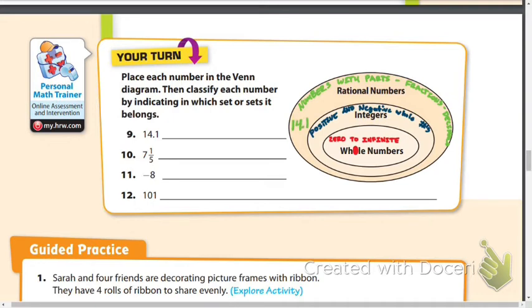14.1. How do we know it belongs there? It has a decimal. Very good. Now look at 7 1/5. Where would 7 1/5 belong? Rational again. How do we know? Because it has a fraction attached to it. It has a number with a part to it. The 1/5 is the part. Very good. What about -8?